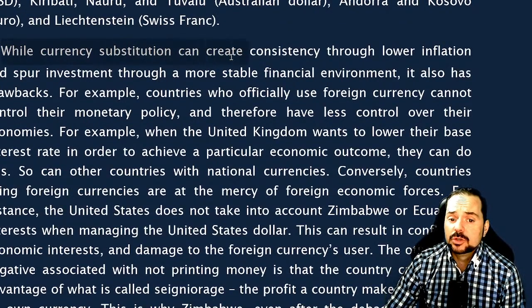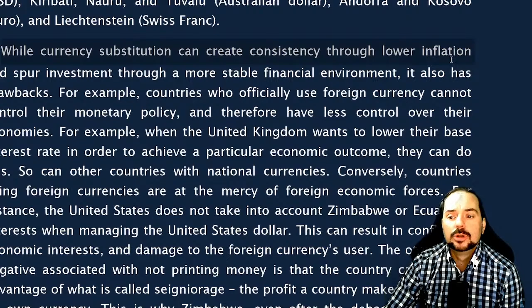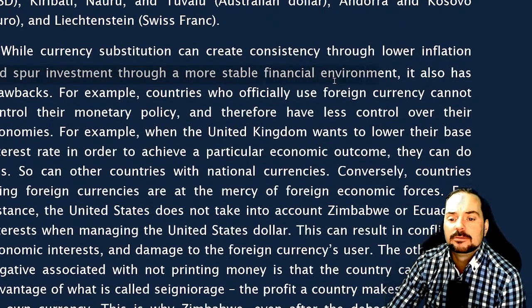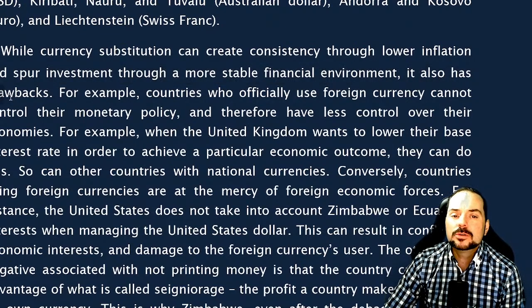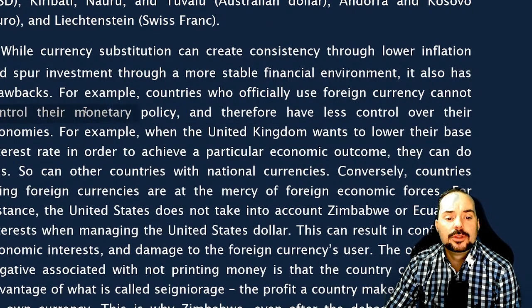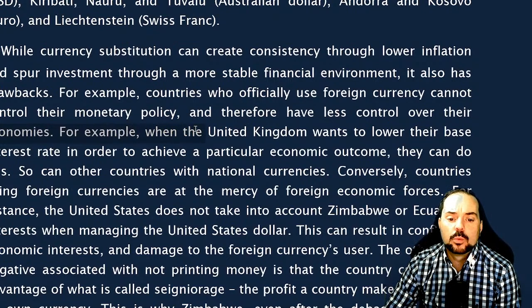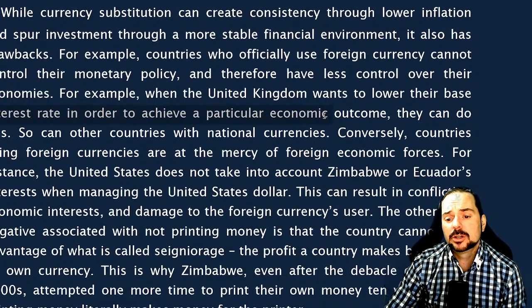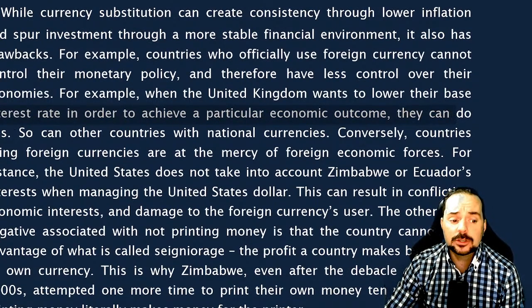While currency substitution can create consistency through lower inflation and spur investment through a more stable financial environment, it also has drawbacks. For example, countries who officially use foreign currency cannot control their monetary policy and therefore have less control over their economies. For example, when the United Kingdom wants to lower their base interest rate in order to achieve a particular economic outcome, they can do this.